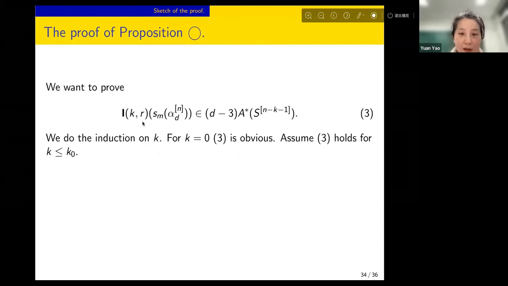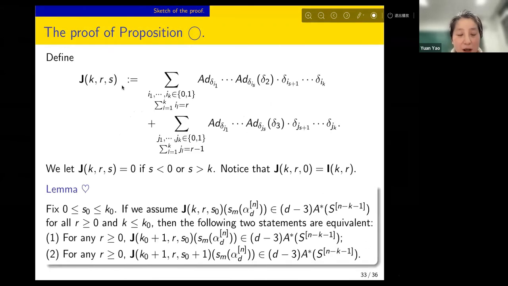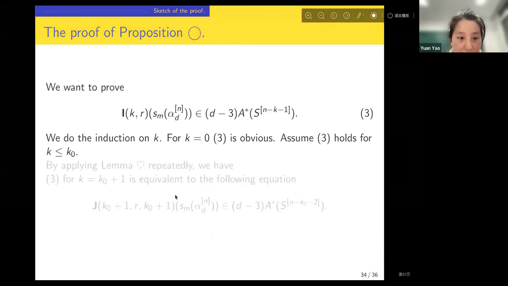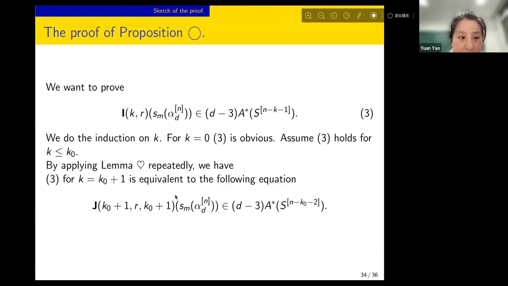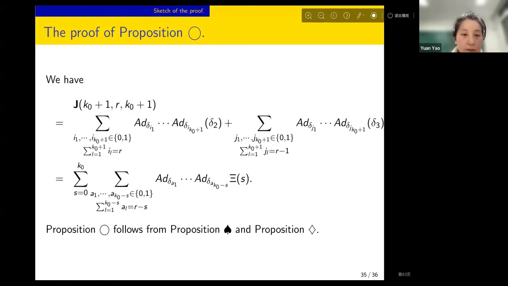So I K R. Now we define something, J K R. And when J K R S, I think J K R, we write down this. So it's as is.